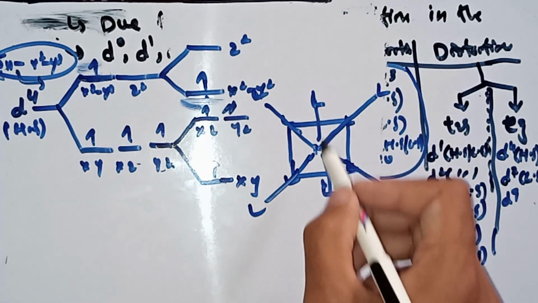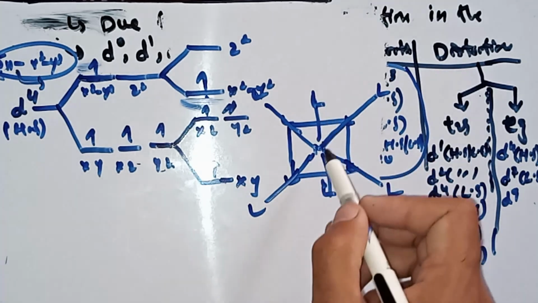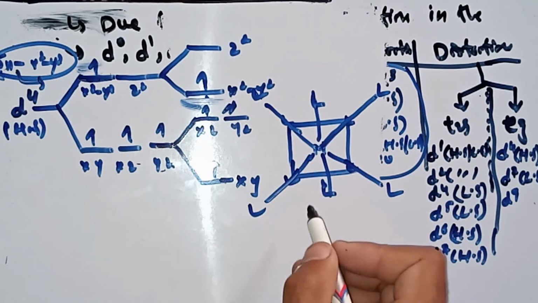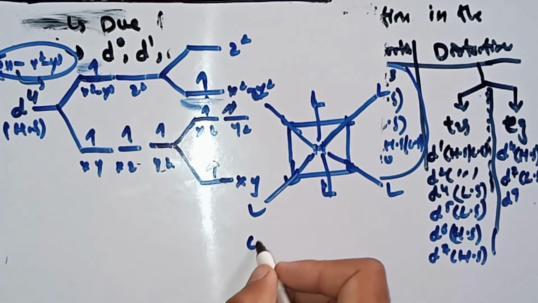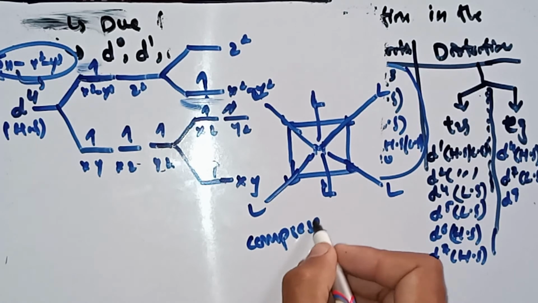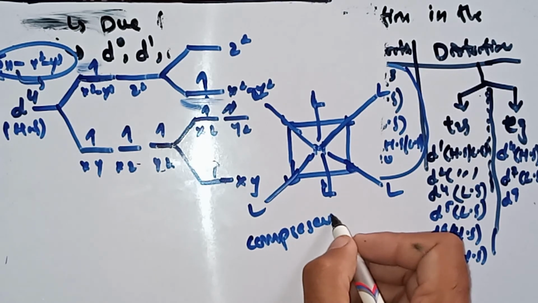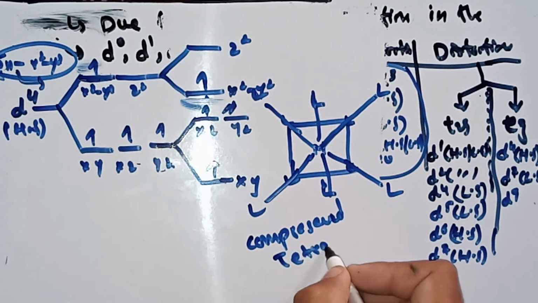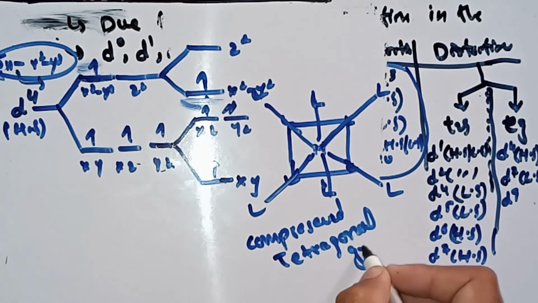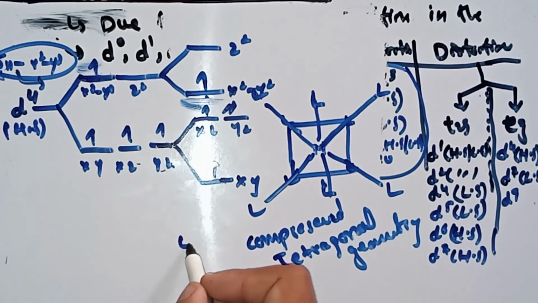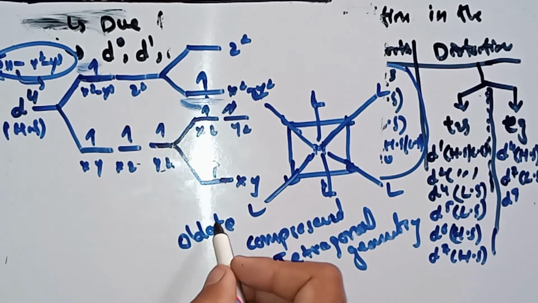That's why the axial bond will be shorter while the equatorial bond will be longer. So that's why this geometry occurs. The complex will be formed with compressed tetragonal geometry, or in short, when the axial bond is short it is called oblate geometry. Is it clear? Yes, this will happen.